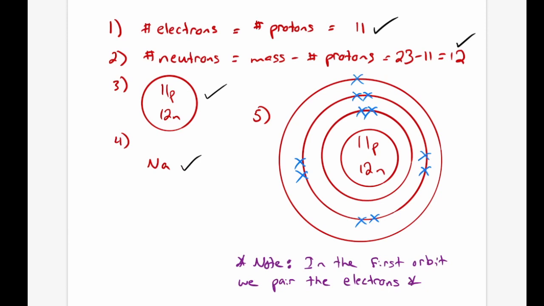We put our 11 protons and 12 neutrons in the middle. We draw a circle around it, and then we draw our orbits. So we have our first orbit here with 2. We have our second orbit with 8, and then we have our third orbit with just 1. And that gives us 11 total electrons. 2 plus 8 is 10, plus 1 is 11. Now, the only time that we pair our electrons right away is in the first orbit, and we'll see an example of that on the next slide.